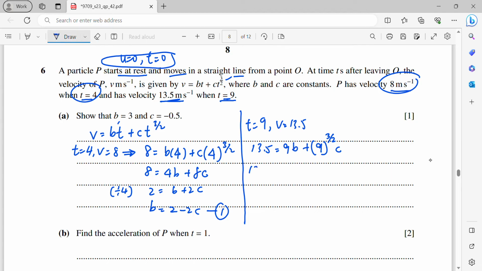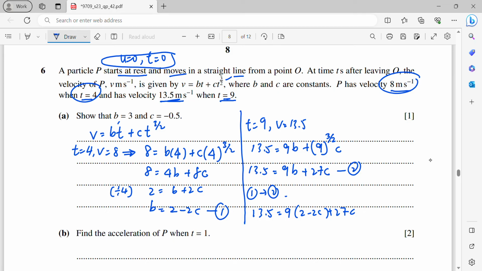So from here I will get 13.5 equals 9b plus 27c. Then I will substitute the b into this. Let's say this is the second equation. So first substitute into second will be 13.5 equals 9 times (2 minus 2c) plus 27c.